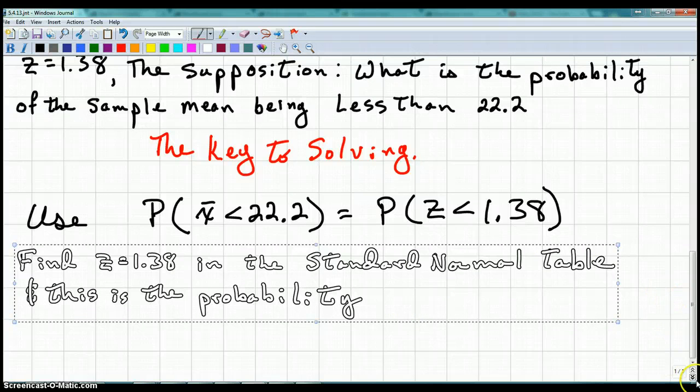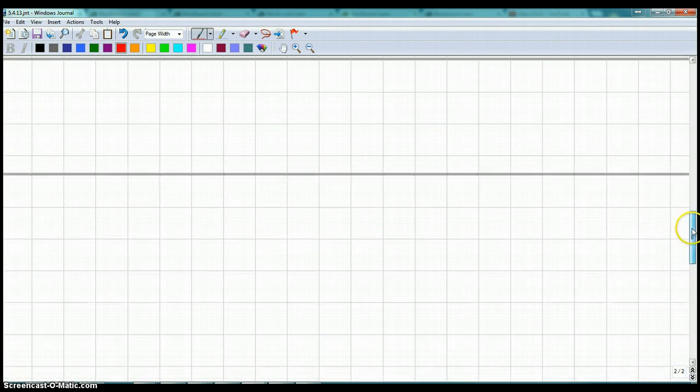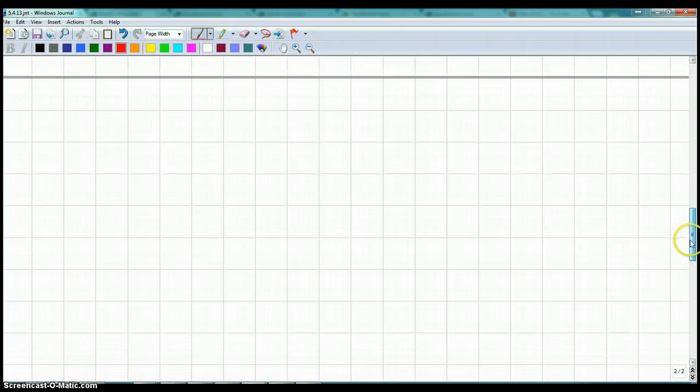And to do that, we're going to need a standard normal table. Now 1.38, that's going to be a positive z-score. So we're going to want to use the second table that is found in your textbook. And that is simply going to be the following.